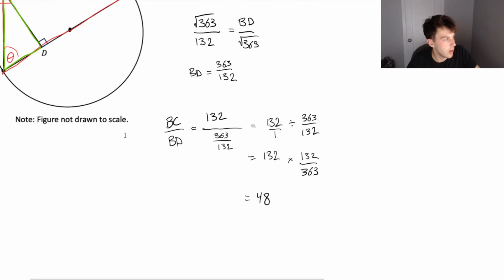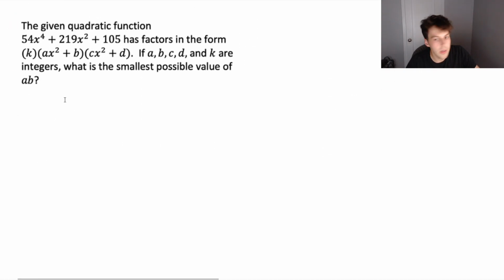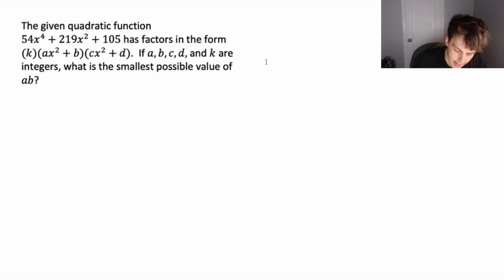Great. Let's move on to our last question here. Given the quadratic function below, which has factors in the form given, if a, b, c, and d are integers, then what is the smallest possible value of a times b? We're given a quadratic function of the 4th degree, and it looks like we want to turn this into something a bit more friendly looking. We can do that by a quick little substitution.